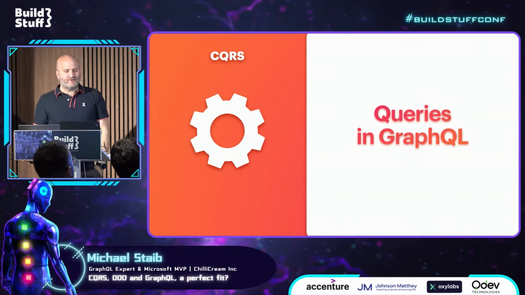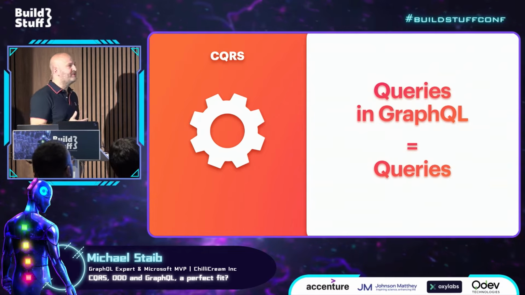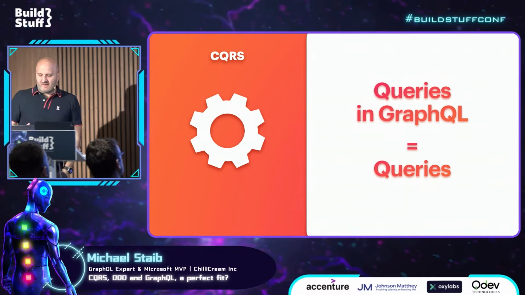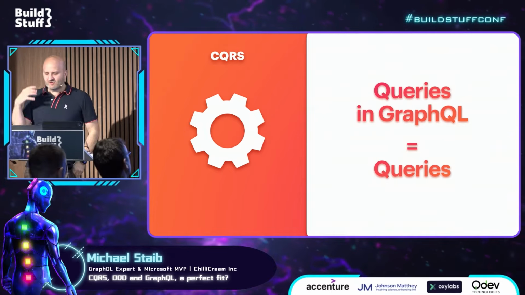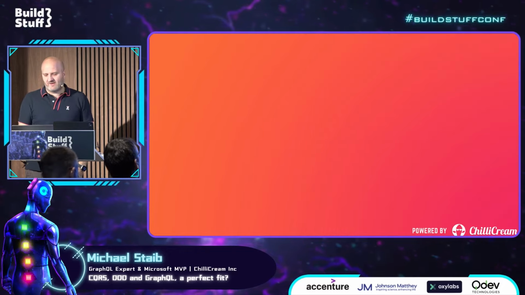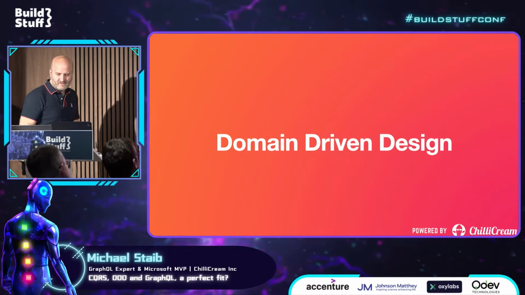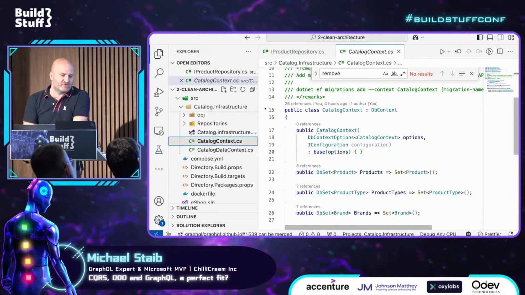Let's talk about queries, because that's simple. Queries in GraphQL are just queries in CQRS. And that 100% aligns. It also aligns with the idea of side effect-free reads, fast reads. That's what it's optimized for. Okay, let's actually have a look at how this changes our GraphQL solution.